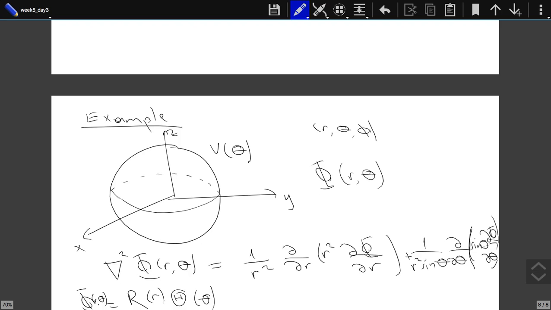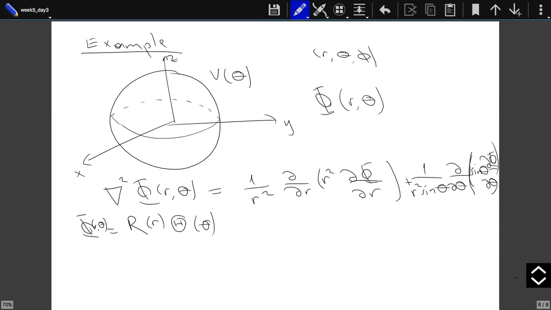Well, if there is a phi dependence on the boundary, of course, in that case your potential will depend on r, theta and also the phi coordinate. So you will assume that it's the product of three functions, not just two. But the technique is the same. The steps will be identical.